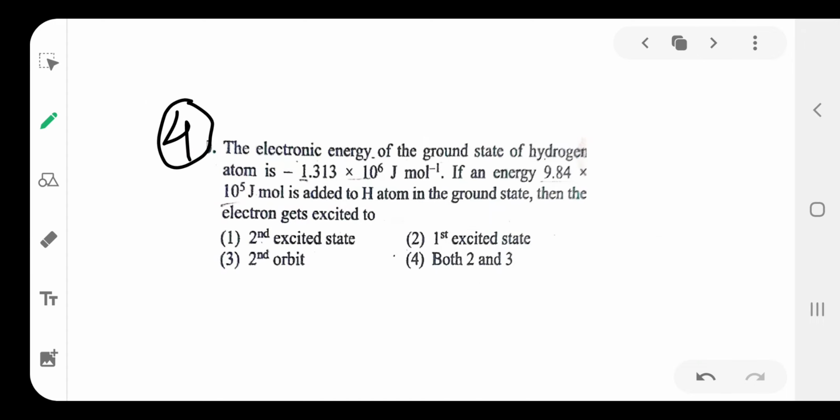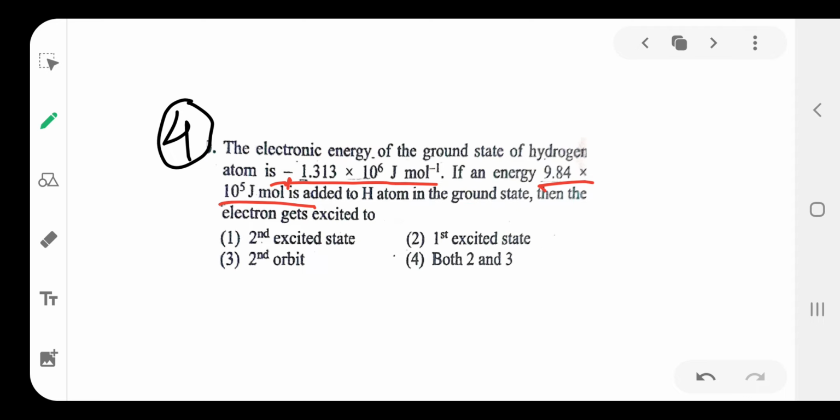The next question is: the electronic energy of the ground state of the hydrogen atom is given in joule per mole. We have to convert the energy into joule per atom. Here also, if energy of 9.84 into 10 power 5 joule per mole, given in joule per mole, is added to a hydrogen atom in the ground state, then the electron gets excited.